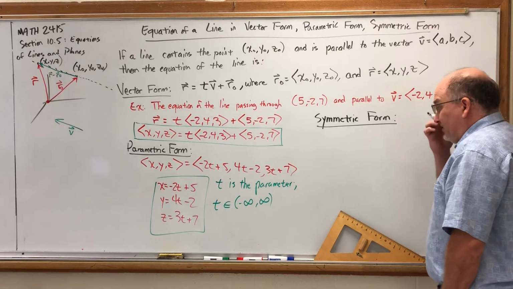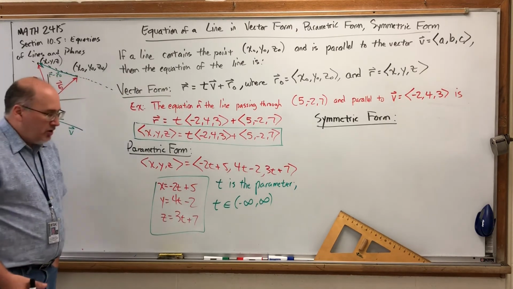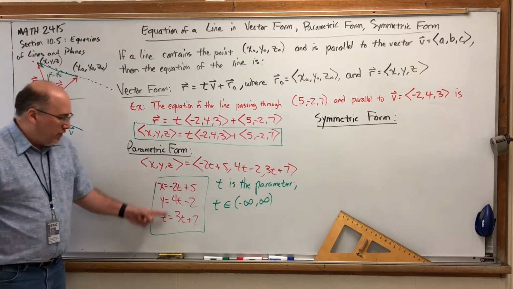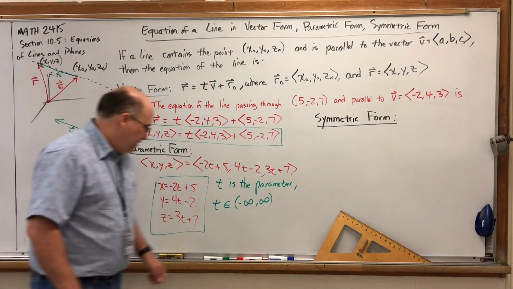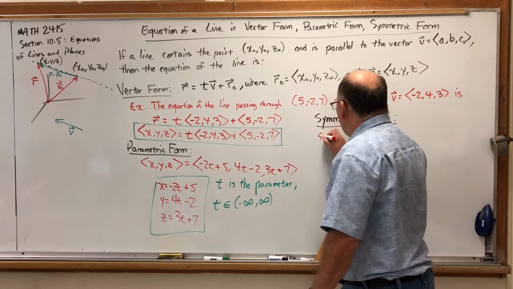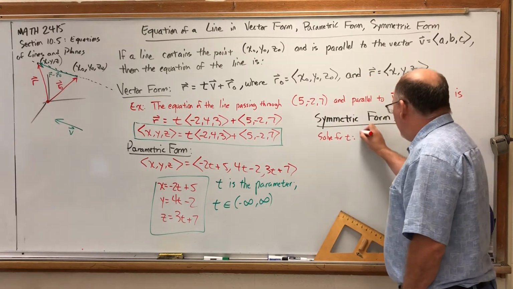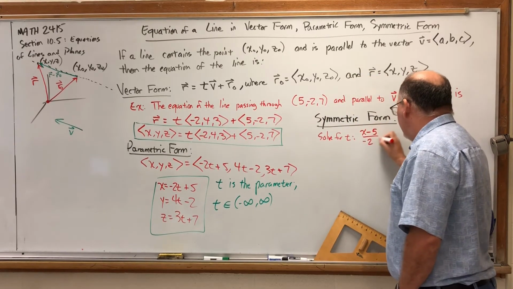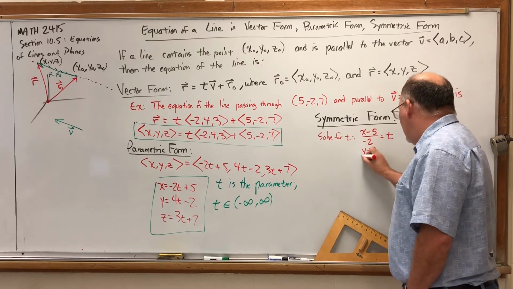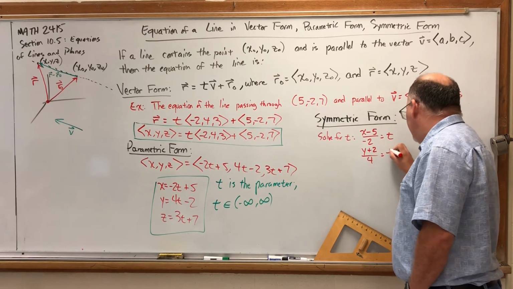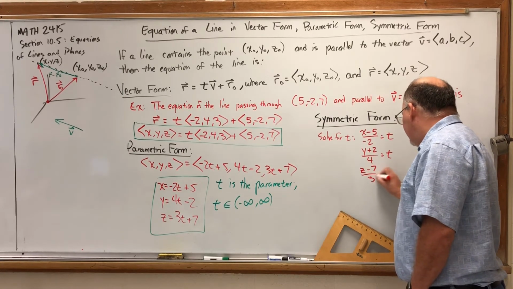But symmetric form is an offshoot of parametric form where basically you eliminate the parameter. The way you can eliminate the parameter is to solve each one of these parametric equations for t. Well, let's do that first. If we solve everything for t, the first equation will become (x minus 5) over negative 2 is equal to t. The second equation would become (y plus 2) over 4 is equal to t. And the third equation would become (z minus 7) over 3 is equal to t.